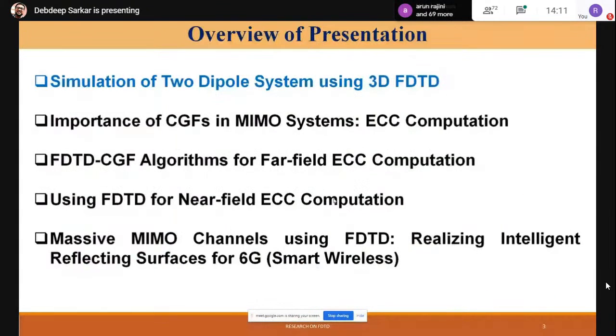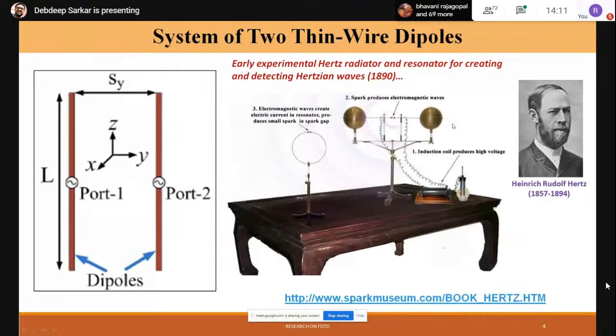I'll start with the simulation aspects of our system of two dipoles using the 3D FDTD method. You can ask me why I chose this two dipole system.